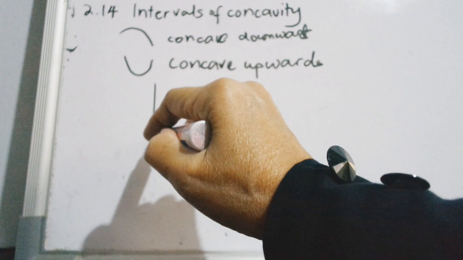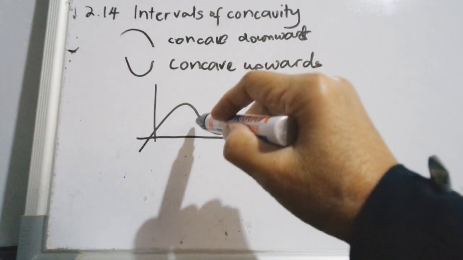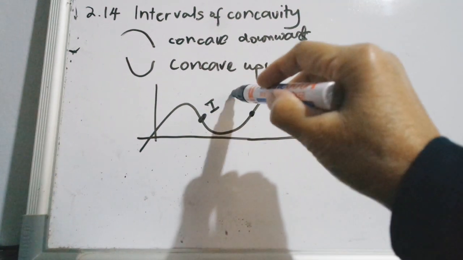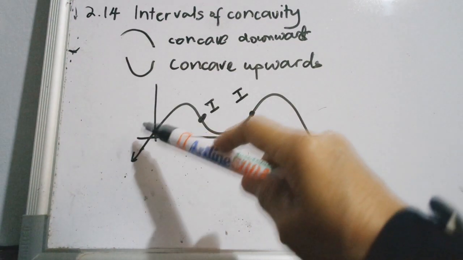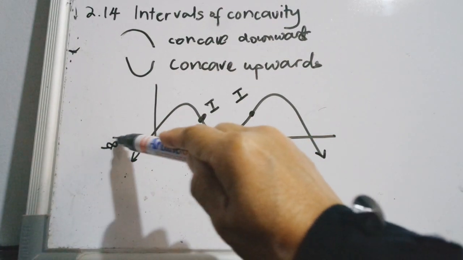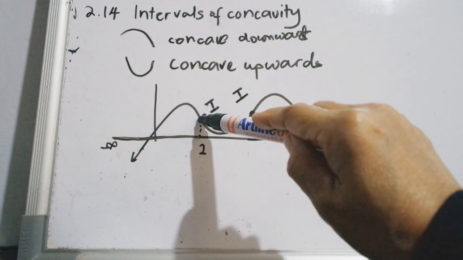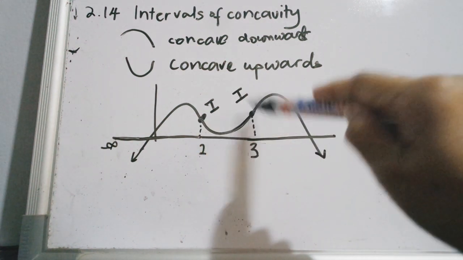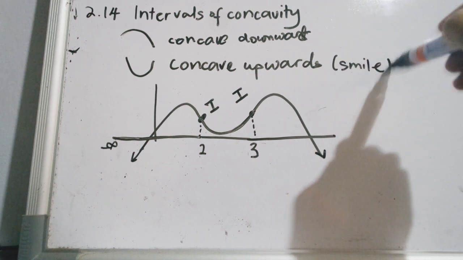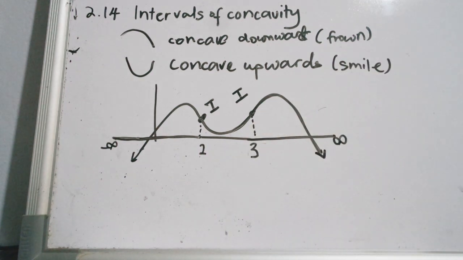So if you have a graph that is like this, and this is an inflection point, which I will explain later. If you look at this graph, you can see that the function is concave downwards from minus infinity until 2. From here to here, the function is concave downwards. And then from here to here, it is concave upwards. Concave upwards is a smile. Concave downwards is a frown. And then from here onwards until infinity, it is concave downwards.